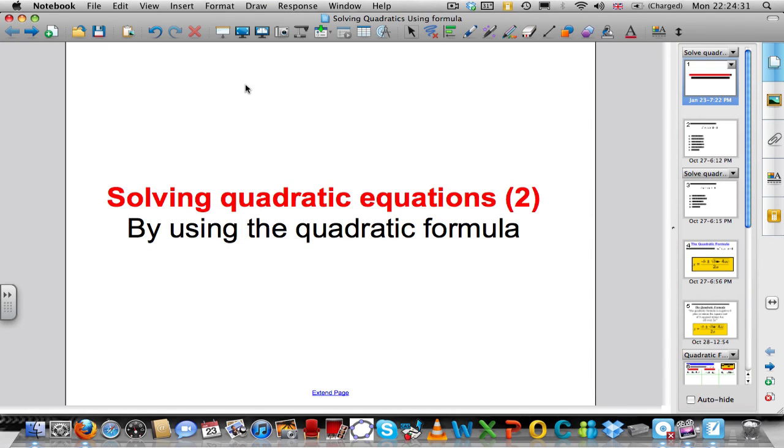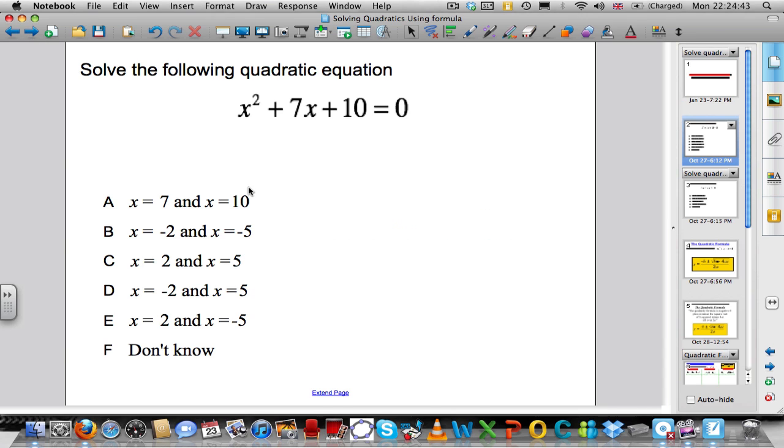In this video I'm going to explain to you how to solve quadratic equations using a different method, namely that of the quadratic formula. Okay, I'm going to start off by posing you this first question. Solve the quadratic equation x squared plus 7x plus 10 equals 0. Is the answer A, B, C, D, E or F? Now, this follows on from my last video about factorising quadratics to try and solve quadratic equations.